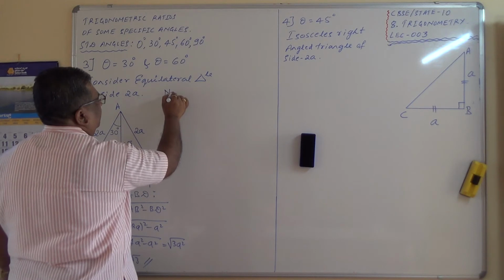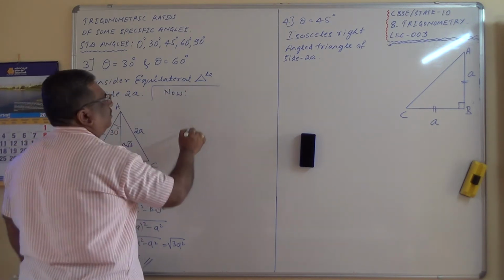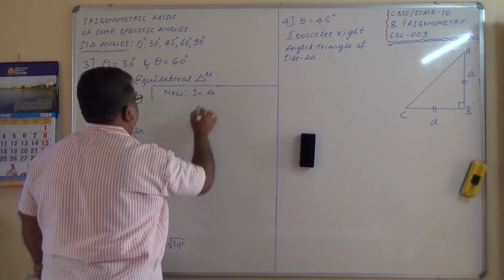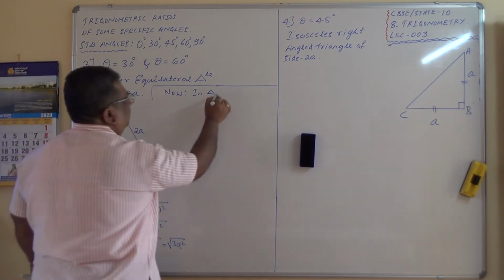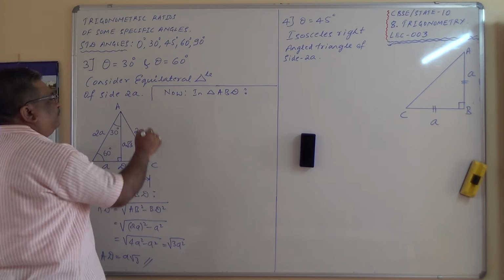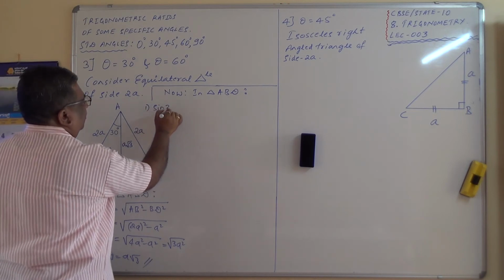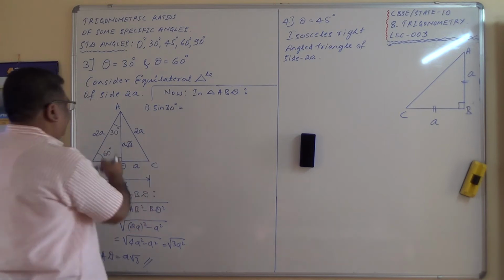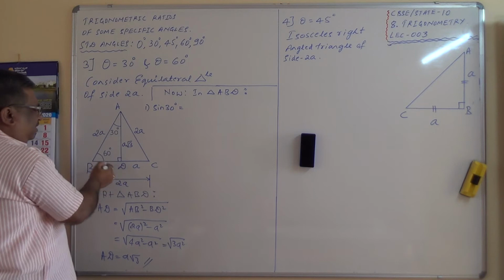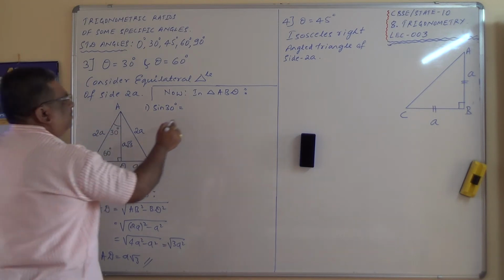Now in triangle ABD, we are considering the first one, sin 30 degrees equals BD by AB, since sin is opposite by hypotenuse.